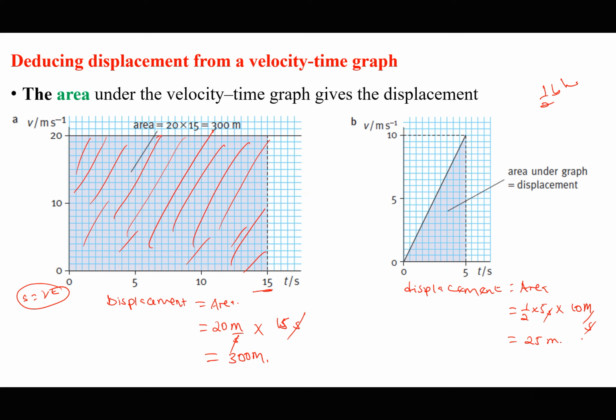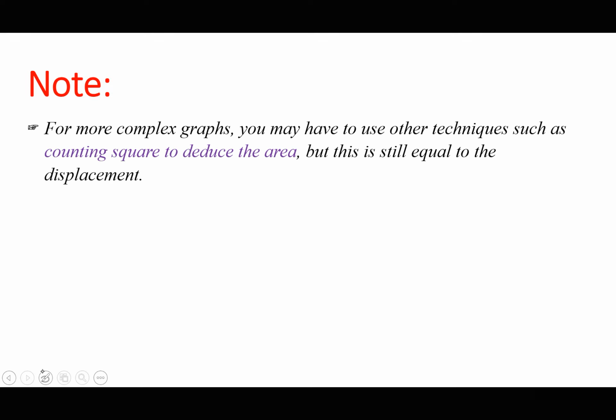Now here I considered the basic examples, but sometimes we may have very complex velocity time graphs. So I want you to note something very important. The ones I have just illustrated, you saw them in GCSE. But for AS level, you may not find simple shapes like a rectangle or triangle. So in case the shape is not as simple as we have seen, for more complex graphs, you may need to use a technique such as counting squares to deduce the area, but this is still going to be equal to the displacement.